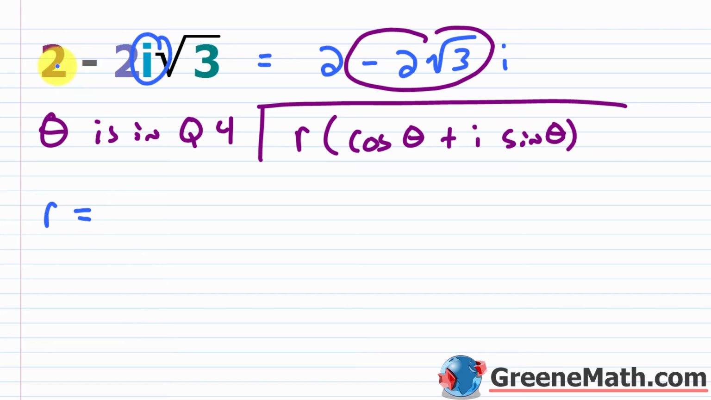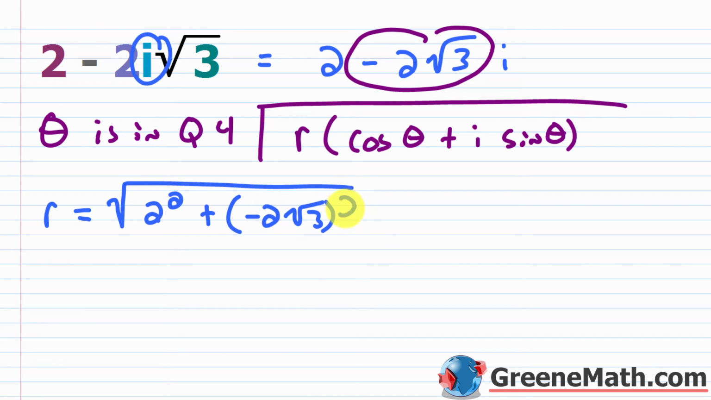R, again, is just the absolute value of the complex number. Okay, we've been doing this forever. It's the square root of the real part squared, so 2 squared, plus the imaginary part. Again, if you're writing it like this, it's crystal clear. Negative 2 times square root of 3. So negative 2 times square root of 3, okay, this guy being squared.